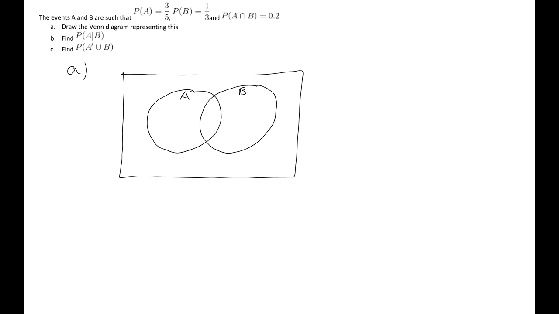Right. Now it wants us to fill this in completely. So we need to be able to use probability of A, probability of B, but they're not actually set up the same at the moment. So the probability of A is 3/5. Probability of B is 1/3. And the probability of A and B is 0.2.